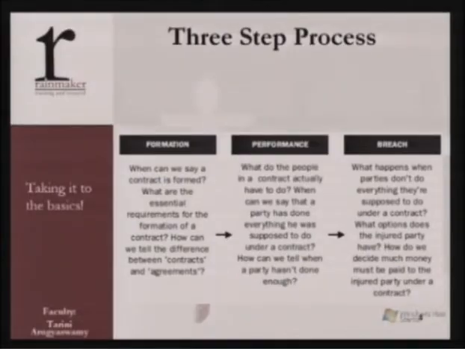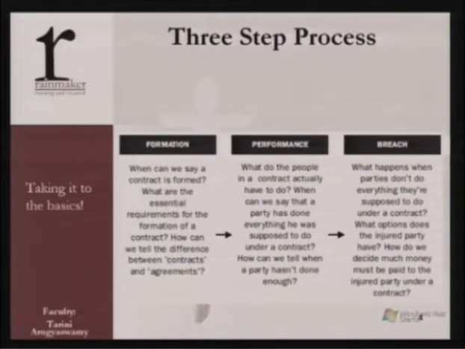Contracts involve a 3-step process. The first step of this process is the formation of contracts. As it says on the slide, this step involves looking at when we can say that a contract has in fact been formed. What are the essential requirements that need to be fulfilled for us to say that there is a contract, not just an agreement? There is an agreement that is enforceable by law.